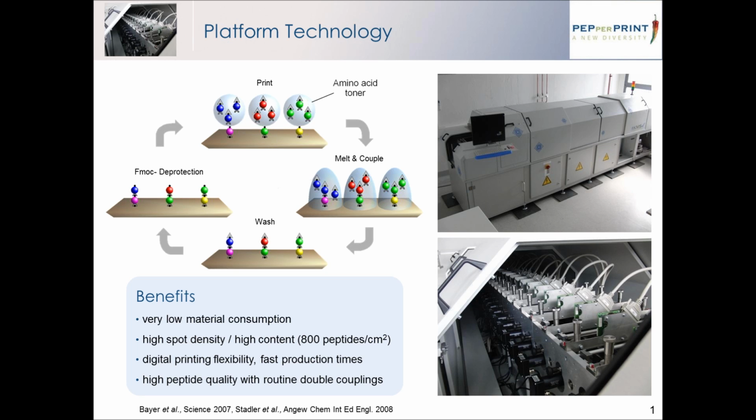The benefit of this technique are its unique digital printing flexibility in terms of peptide content, high spot density, as well as a significantly reduced material consumption, resulting in very attractive chip prices. In contrast to spotted arrays, which require a high upfront investment for peptide synthesis, we synthesize all components directly on the array in the exact quantities required for your experiments. This saves material, time, and cost.